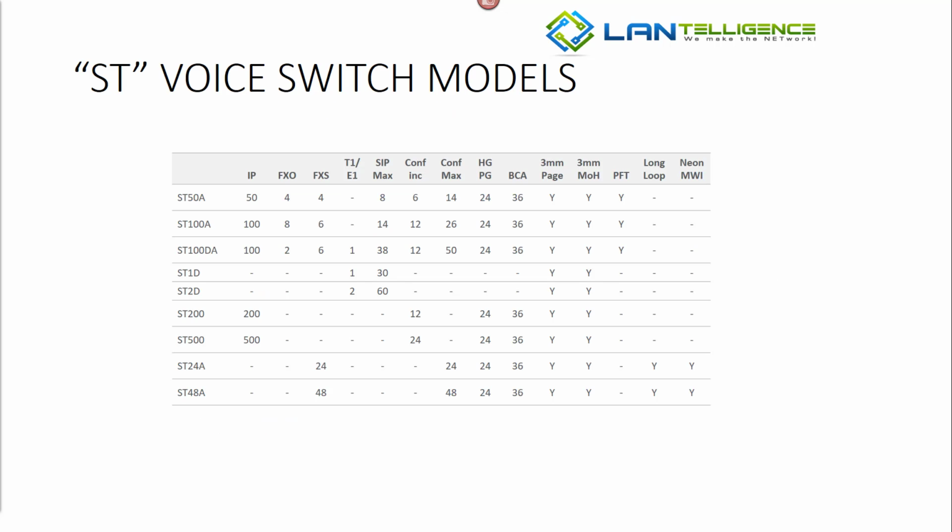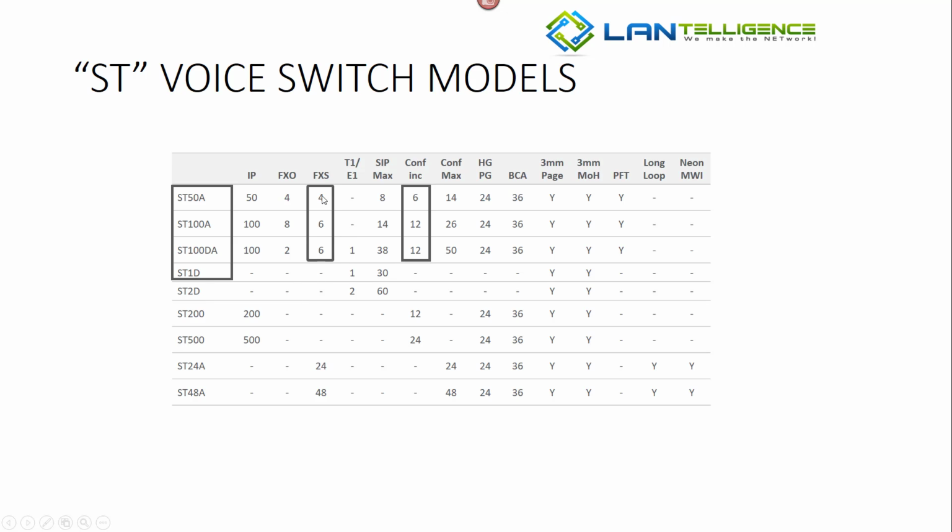All right, so this is just a high level of the switches. We have the 50A, which is a physical appliance that does 50 IP and 4 trunks and 4 stations. And you've got the 100A and the 100DA. The difference between the 100A and the D is that the D means digital. It means it has a PRI. The ST1D is 2 PRIs, or E1s. And the ST2D, as we mentioned before, is the 2 PRIs.